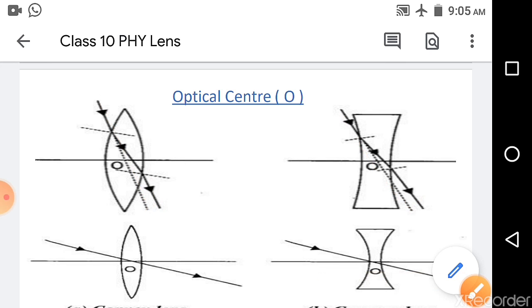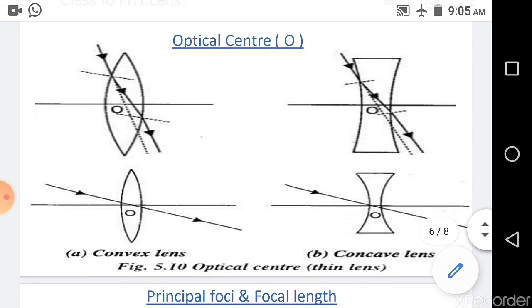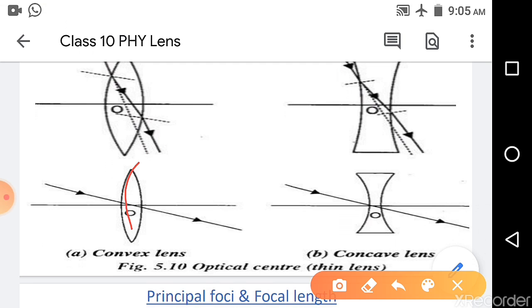But suppose we consider the lens is very thin, then this shift can be ignored. That means that for a thick lens there will be a visible lateral shift. But for a very thin lens there is no lateral shift. Maybe there is a lateral shift, but it is so small that it can be ignored.